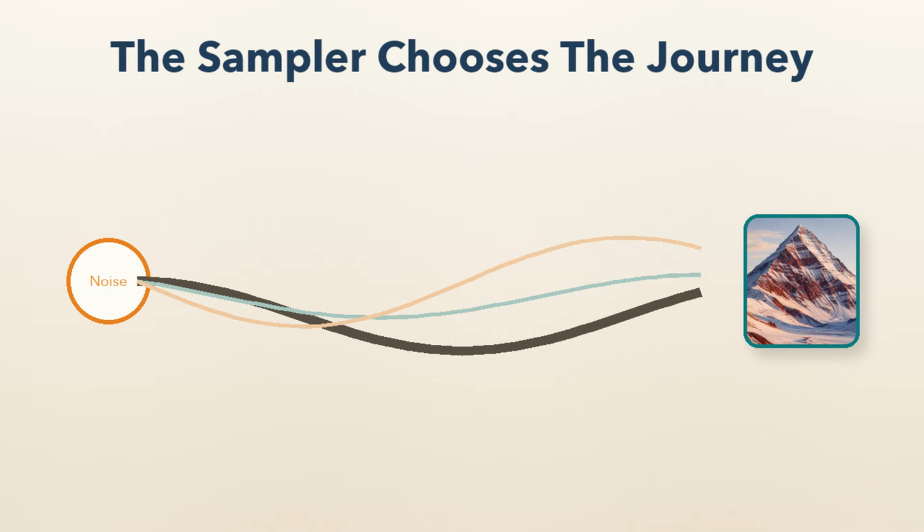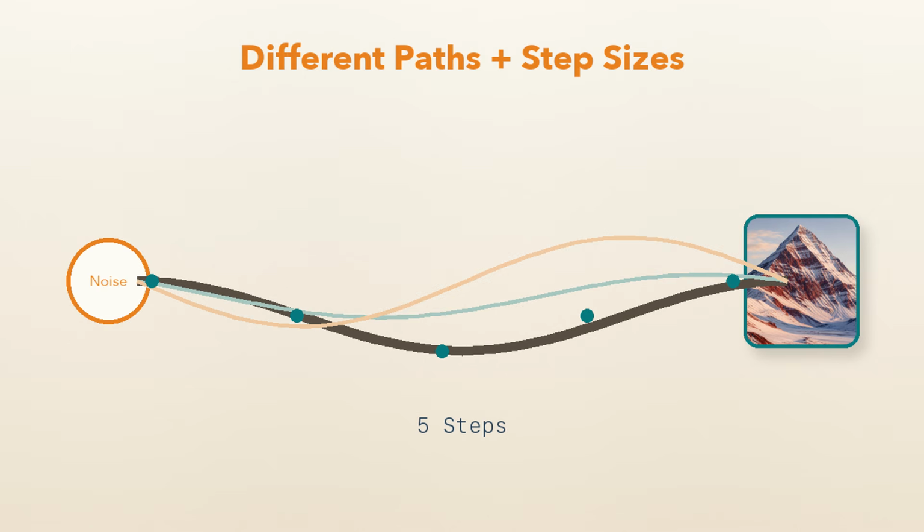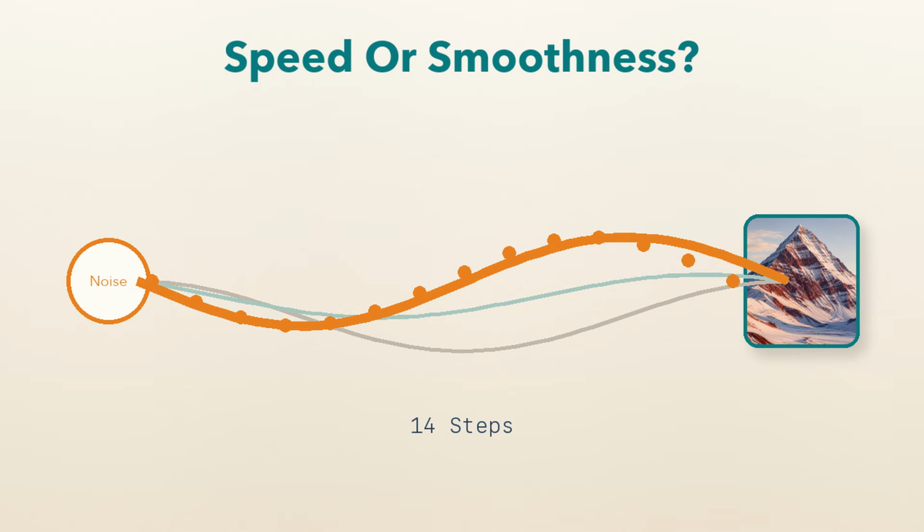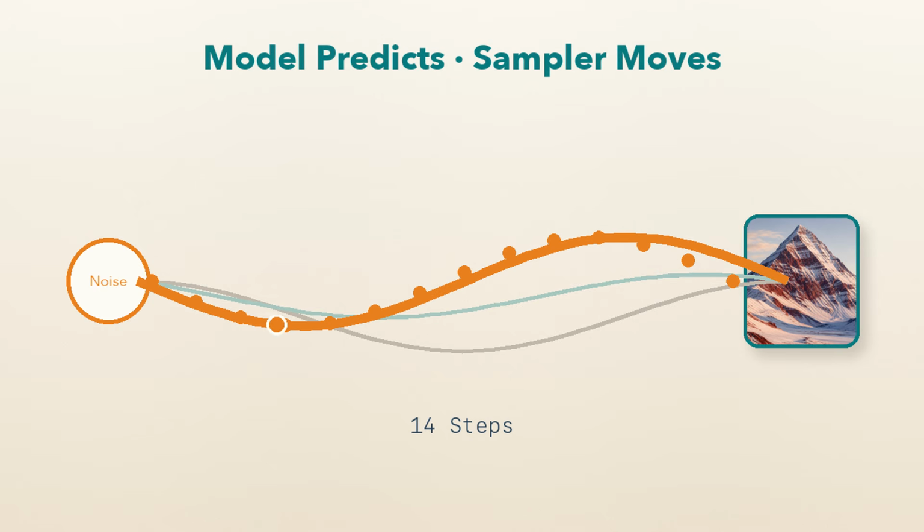A sampler controls how the model moves from noise toward an image. Different samplers use different mathematical paths and step sizes. Some are faster, while others may produce smoother details or more consistent results. The model predicts the direction, and the sampler decides how to travel along that direction.